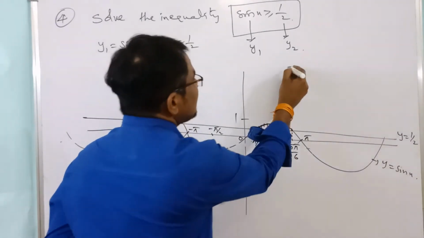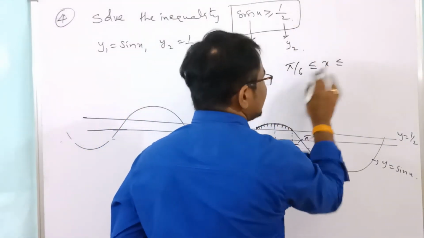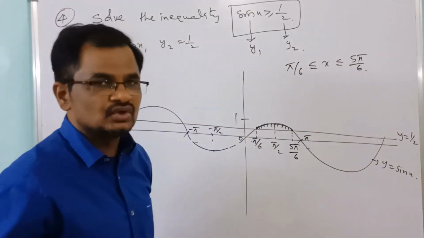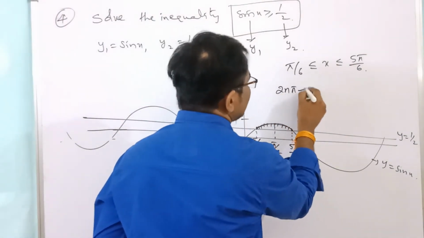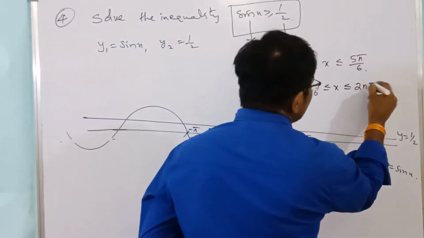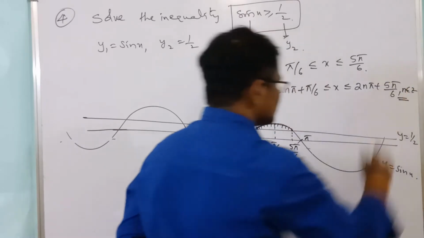So that's why pi by 6 less than or equal to x less than or equal to 5 pi by 6. This is the simplest solution. Now the generalized solution means 2n pi plus pi by 6 less than or equal to x less than or equal to 2n pi plus 5 pi by 6, n belongs to integer. Understood?